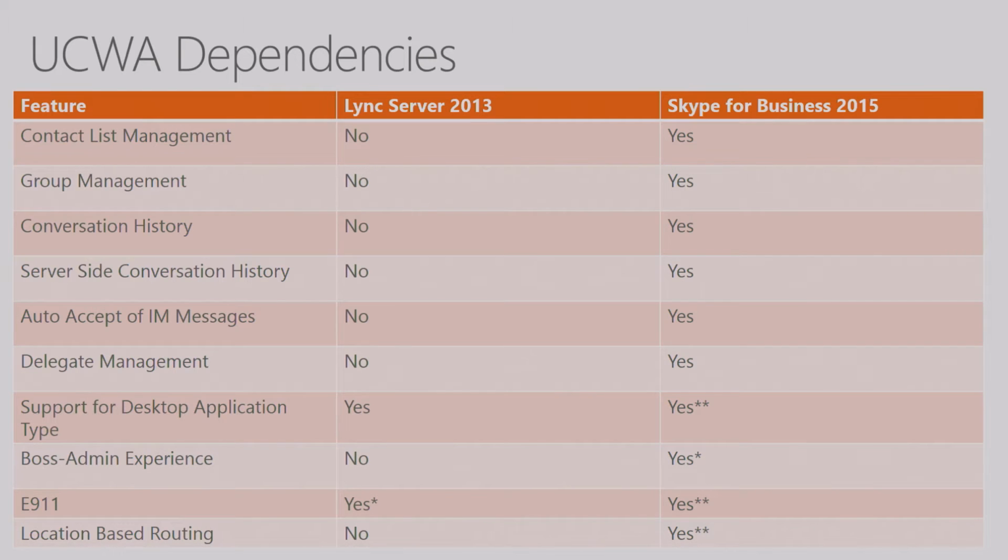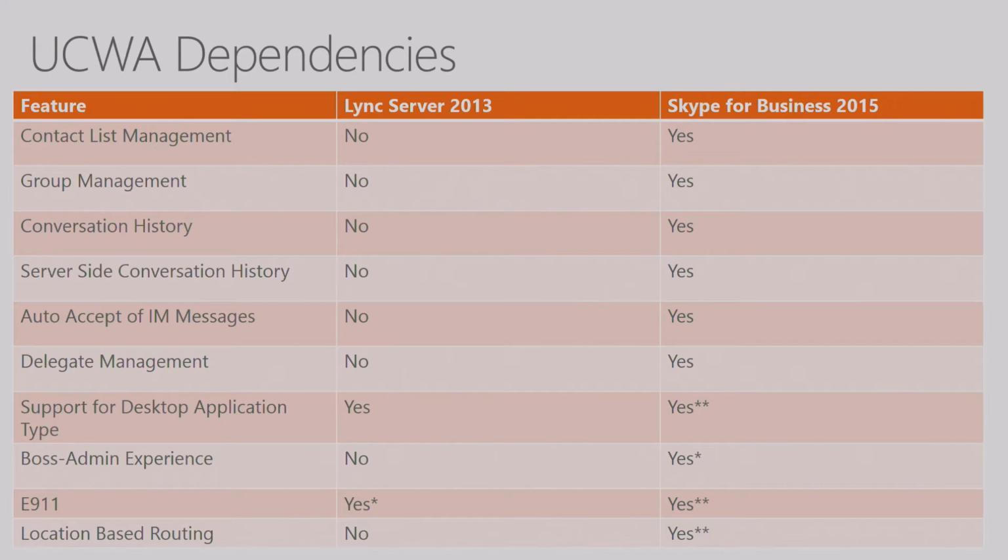So UCWA dependencies, where was my question on server support? So here's where we're talking about it. Internally we have UCWA versions. We have UCWA version 1.0 and 2.0. Those are internal versions we've got. 2013 runs UCWA 1. 2015 runs UCWA 2.